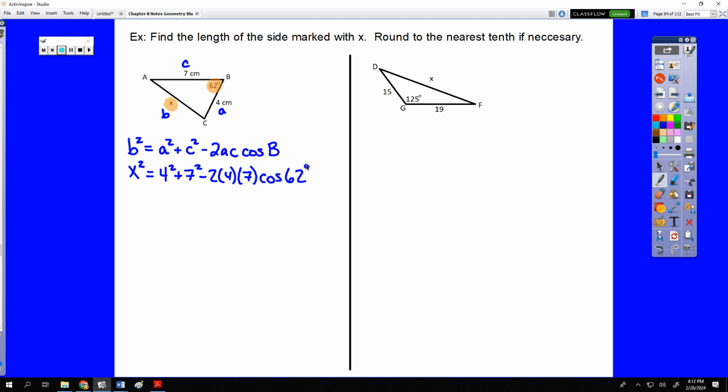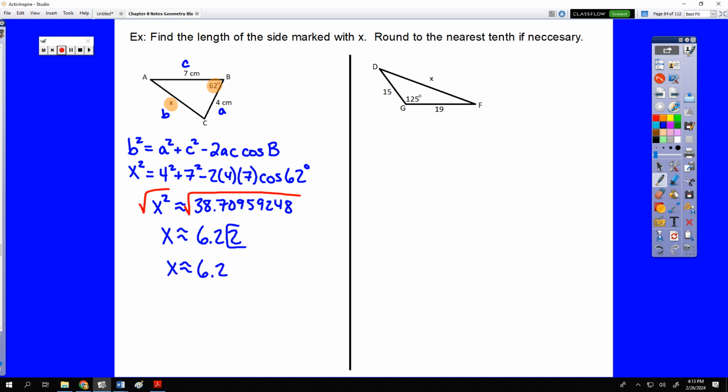Into the calculator that goes, and out comes 38.70959248, and square root, and we get 6.22. Again, we're supposed to be rounding to the nearest tenth, so that would be 6.2 centimeters.